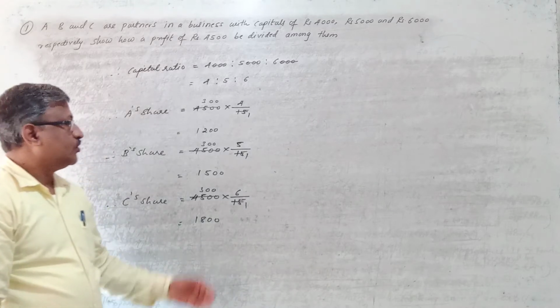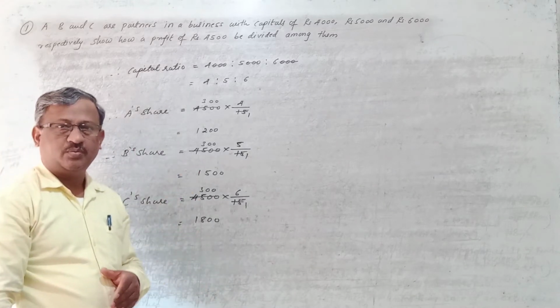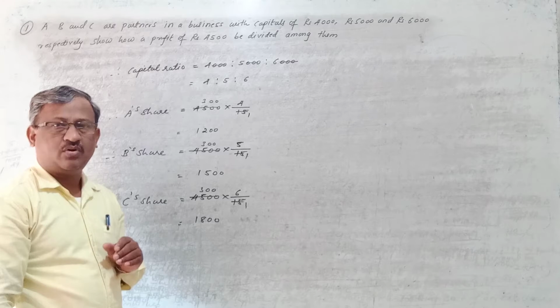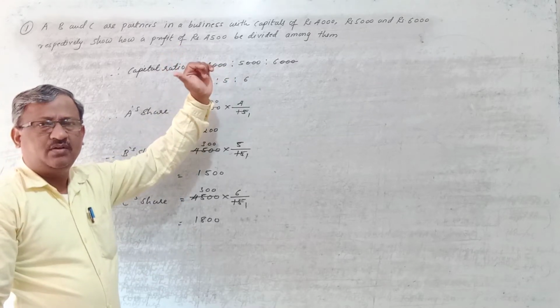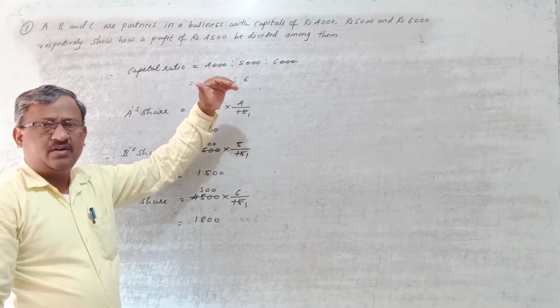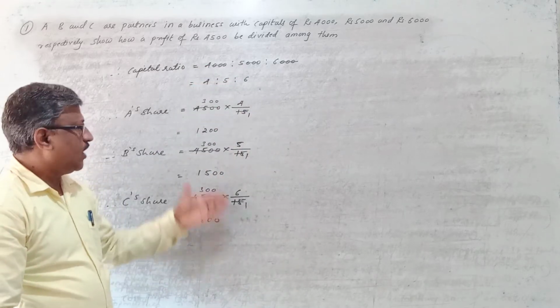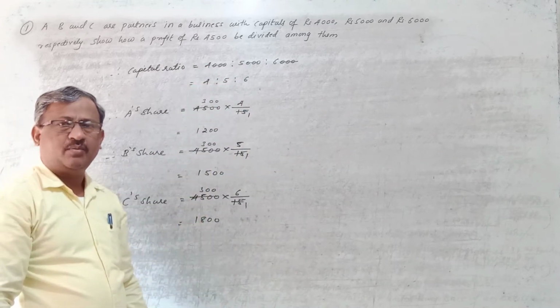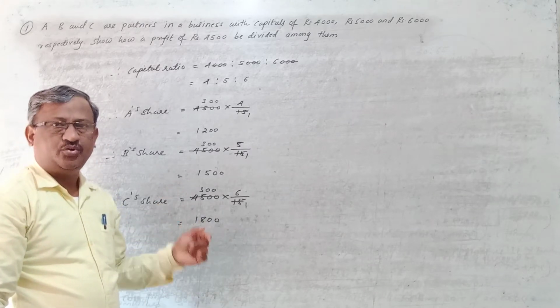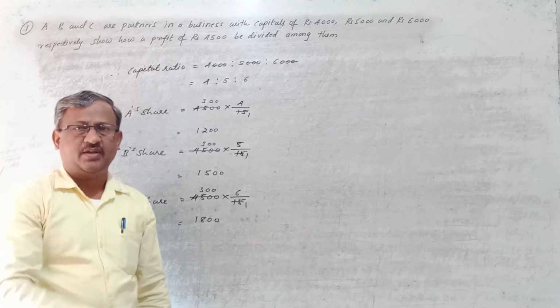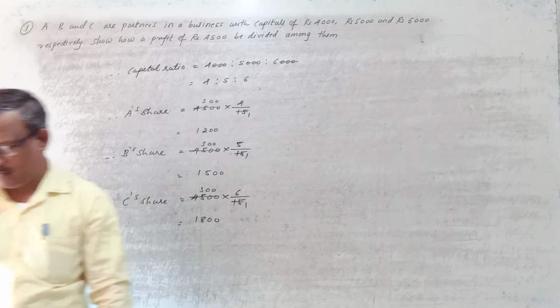So it is very simple to distribute the profits. You have to be perfect in the distribution of profit, because in this problem they have given only profit. Interest on capital, salary, nothing is given here. A problem like this you will get in the exam for 2 marks. I hope this distribution is clear to you all, or we'll continue with the next problem on partnership.